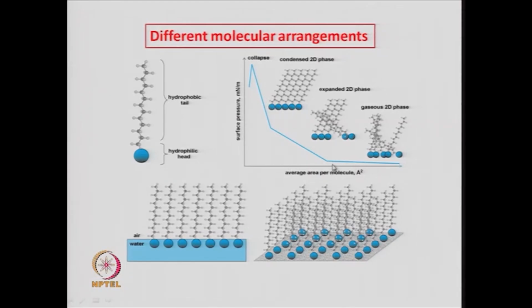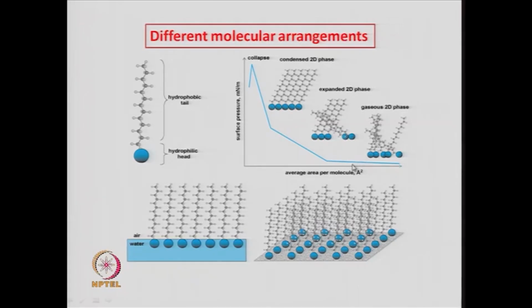As you can see, the slope of the curve changes at this point, and then again changes at this point, and then there is a further change here. So, this region till you come to the first point is called the gaseous two dimensional phase, when the molecules on the surface of water are totally disordered. That is called the gaseous two dimensional phase.